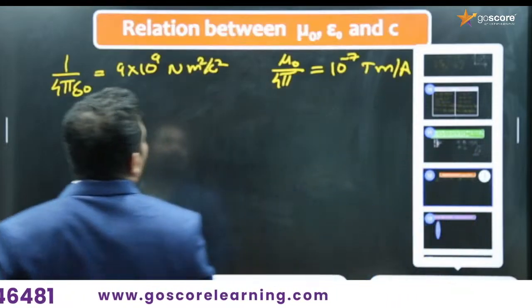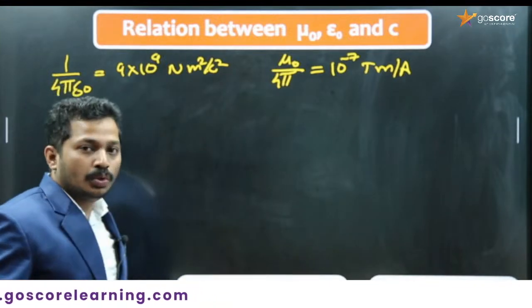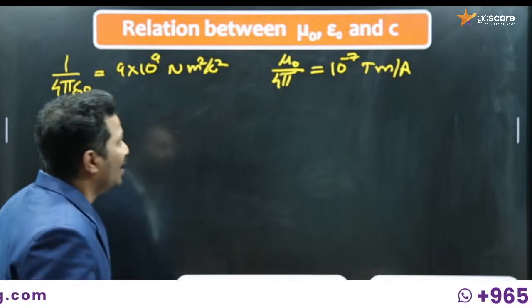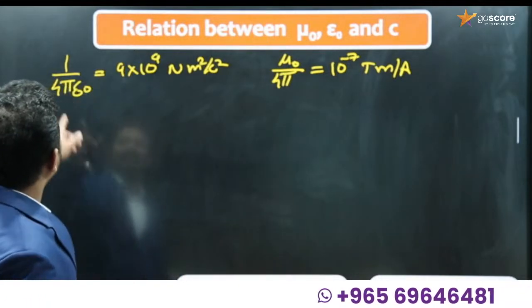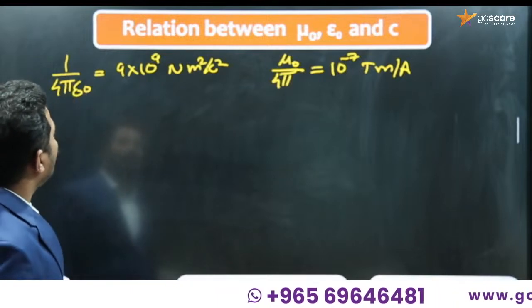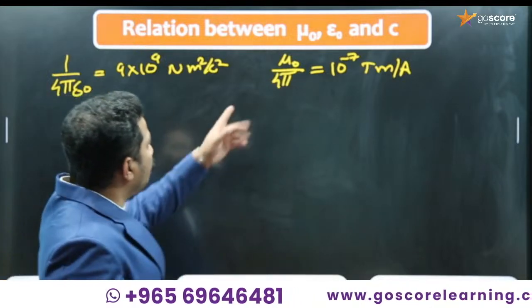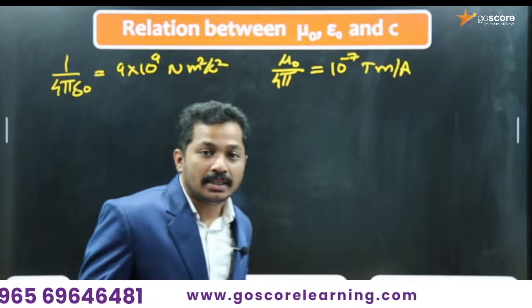Now the relation between mu 0, epsilon 0 and C. So what is C? Any idea? Okay, after the end of this derivation we will see what C is. We have 1 by 4 pi epsilon 0 equal to 9 into 10 to the power 9 Newton meter square per Coulomb square, and mu 0 by 4 pi equal to 10 to the power minus 7 Tesla meter per ampere.